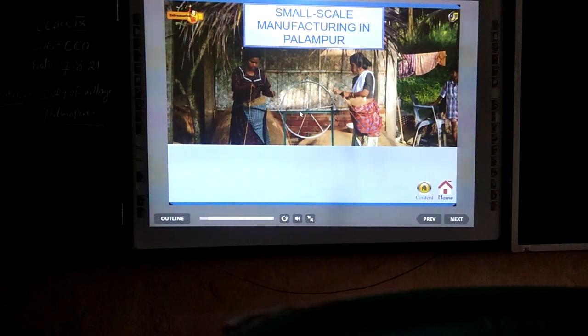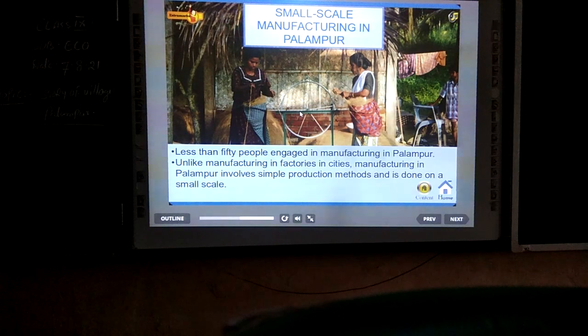Small-scale manufacturing in Palampur. Less than 50 people are engaged in manufacturing in Palampur. Unlike manufacturing in factories in cities, manufacturing in Palampur involves simple production methods and is done on a small scale. It is carried on mostly at home with the help of family members.